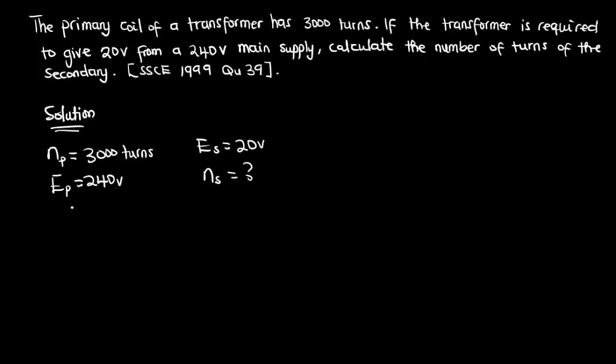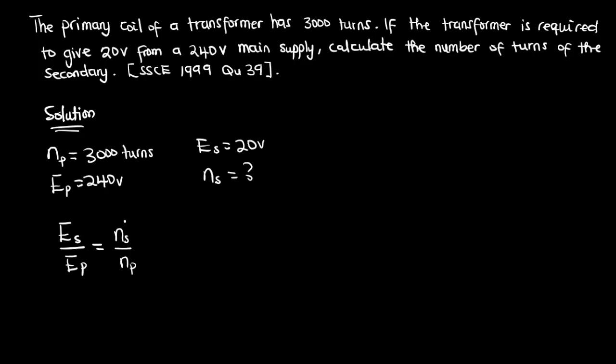So this is fairly easy, very easy. For this particular question, the ratio of the voltage in the secondary to that of the primary is equal to the number of turns in the secondary over the number of turns in the primary. This is the ratio that we have.